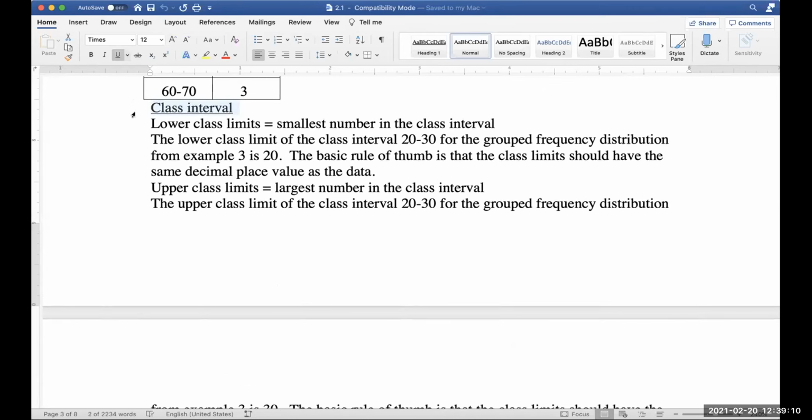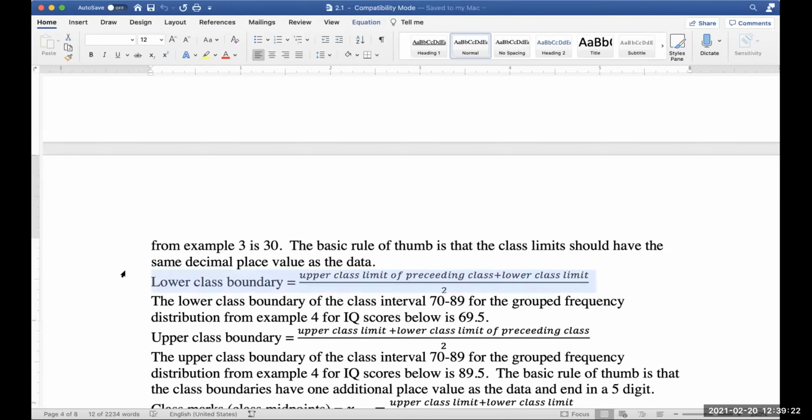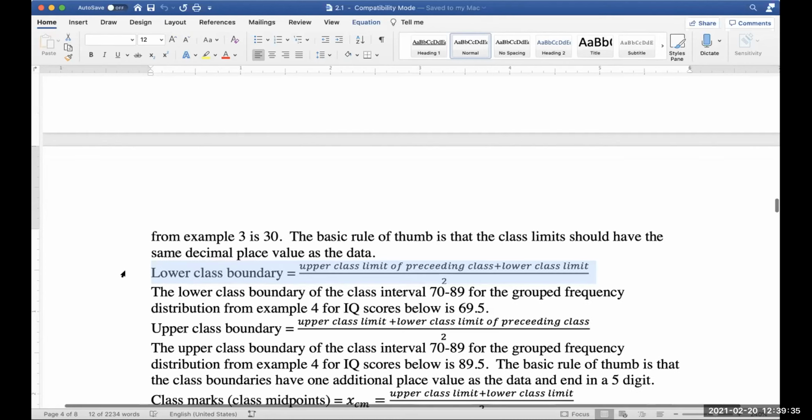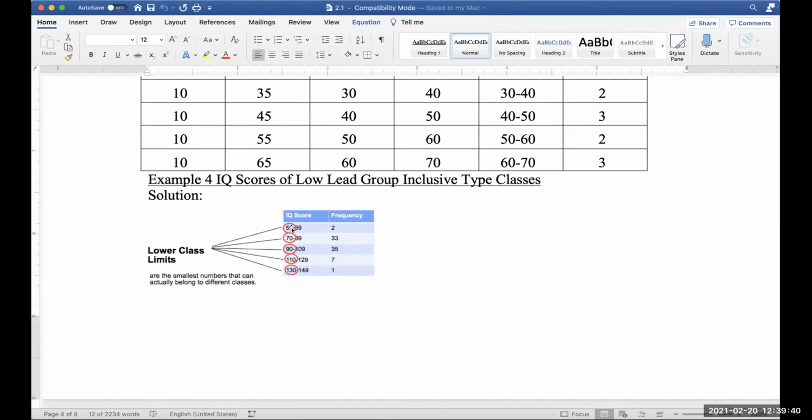So your lower class limit is the lowest number in your class interval. Upper class limit, largest number in your class interval. The lower class boundary is the upper class limit of the preceding class plus the lower class limit divided by 2. So let's look at the intervals 50 to 69 and 70 to 89.